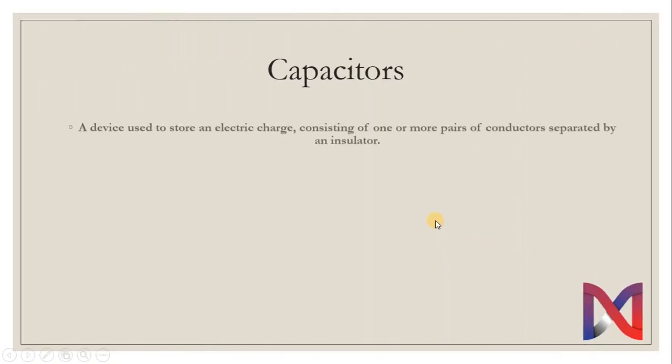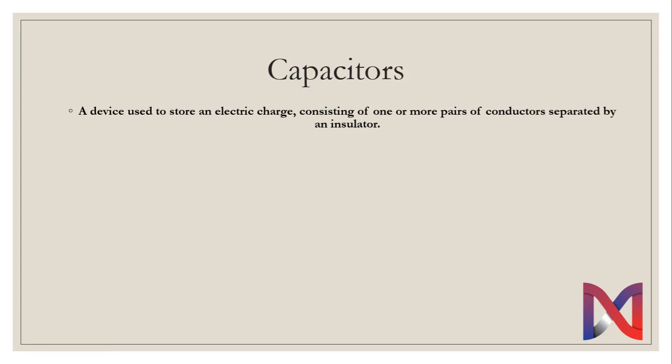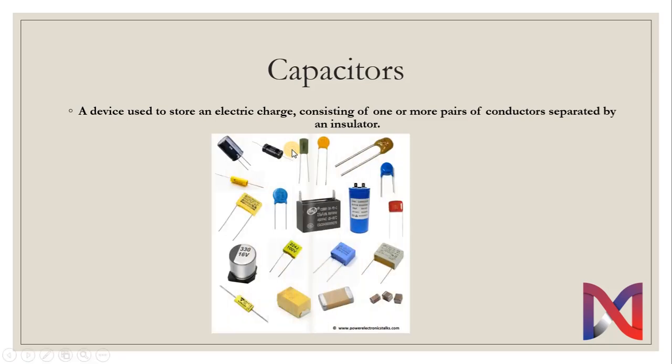Capacitors. A device used to store an electric charge, consisting of one or more pairs of conductors separated by insulator, is known as capacitor. There are different types of capacitors. This diagram shows certain types of capacitors which are used in the laboratory.